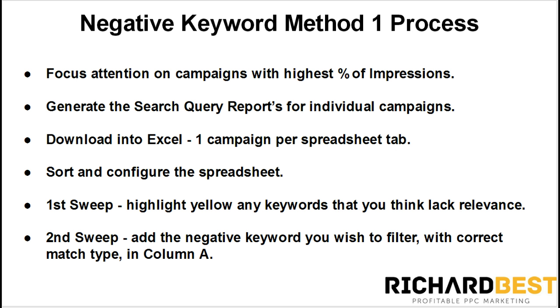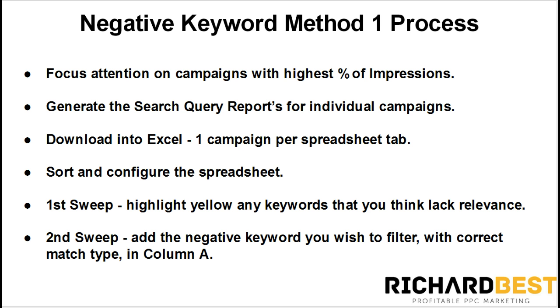So this is an overview of the negative keyword method 1 process. The first point here is to focus attention on campaigns with the highest percentage of impressions. So if we've got 10 campaigns within our account, but 3 of those campaigns actually account for 80% of the impressions within that account, then we want to focus our attention on these 3 highest impression campaigns. It's just a good use of our time.